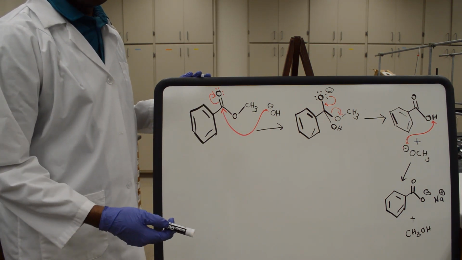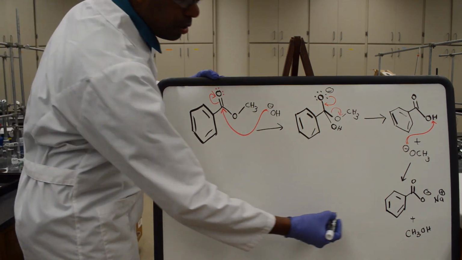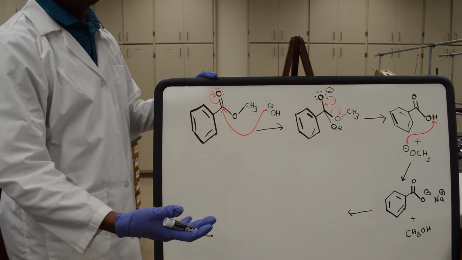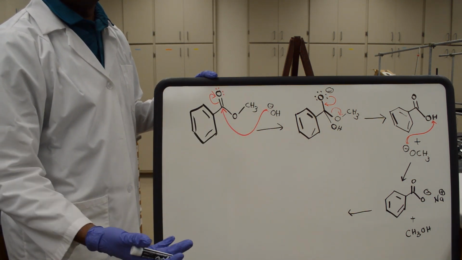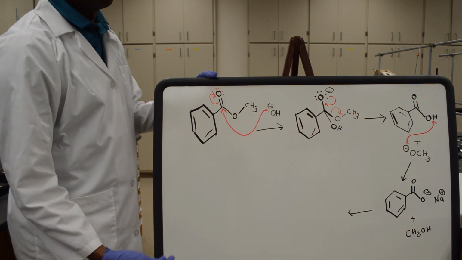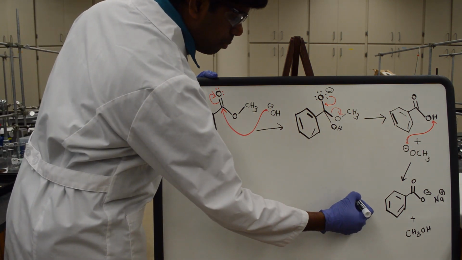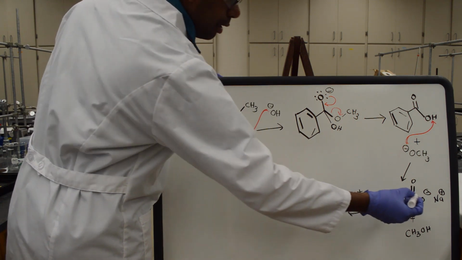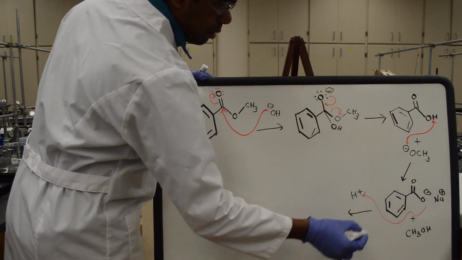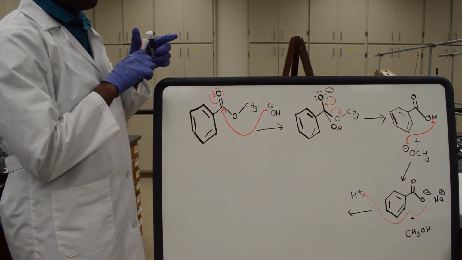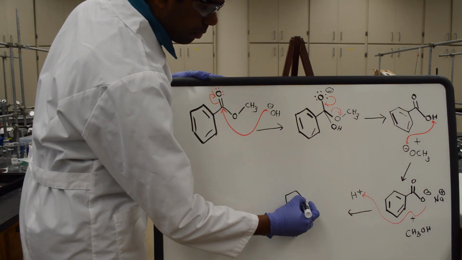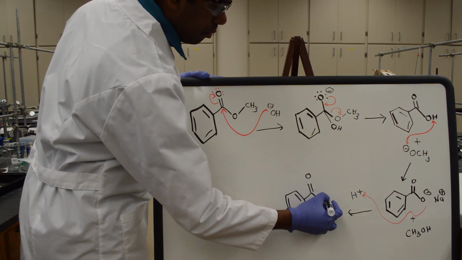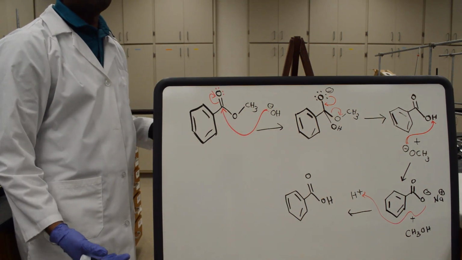We're going to use an acid later in a separate step to neutralize the benzoate. It could be sulfuric acid, hydrochloric acid, anything that is more acidic than benzoic acid. So let's use sulfuric acid. I'm going to simply write H plus, proton, and then this negative charge takes the proton and gives a neutral benzoic acid, the final product.